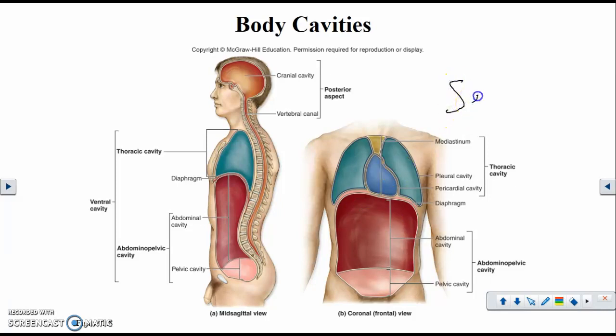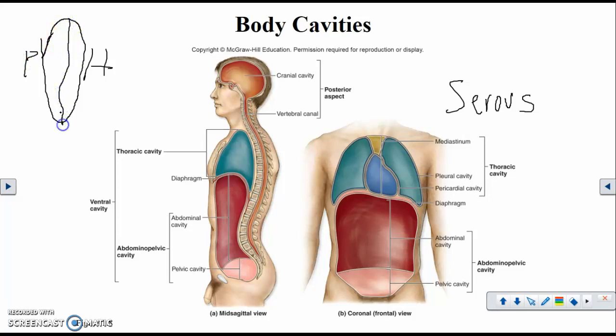Serous membranes, S-E-R-O-U-S, folks, are a connective tissue, and they're double layered. Let's think about it in your pericardial cavity. It actually looks like this. It's a double layer. Let's say this is the heart, and the wall of the thoracic cavity or the pericardial cavity is here. This is two layers. This is a terrible drawing.